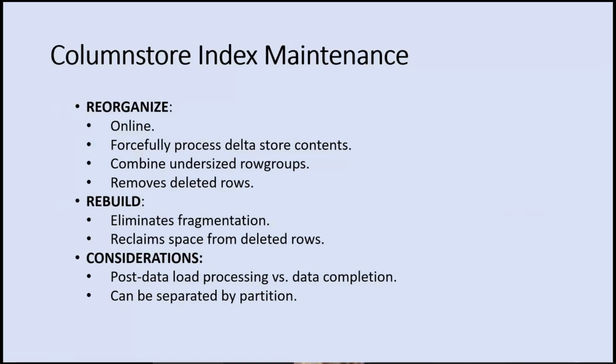Your options are a reorg or a rebuild. Your reorg is online. It's pretty fast. It's pretty painless. It won't interrupt operations. It will combine undersized row groups. It can process your Delta store, and it can deal with all that ghosted, deleted data that's out there. That's what that does. The rebuild is a rebuild. You recreate your entire column store index from scratch, piece by piece. That's expensive, but it eliminates fragmentation completely.